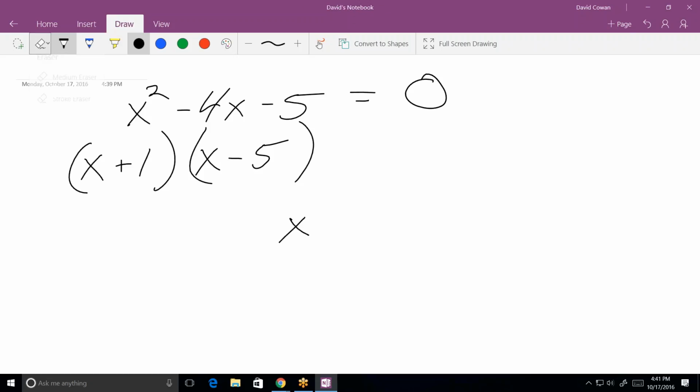Let me start it up a little higher. Maybe I won't have to scroll down. So using the quadratic formula, what do we get? X equals what?